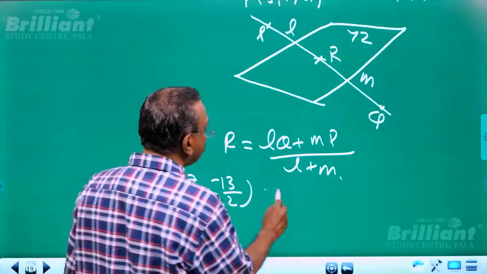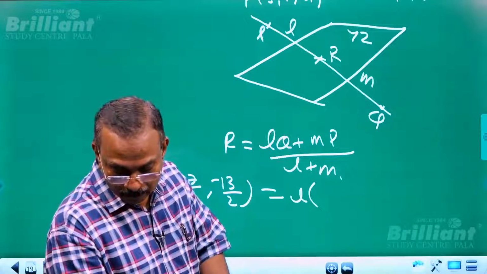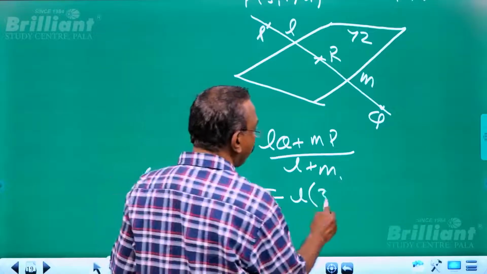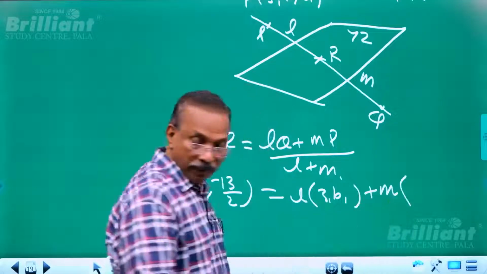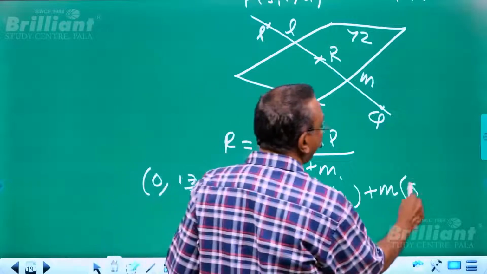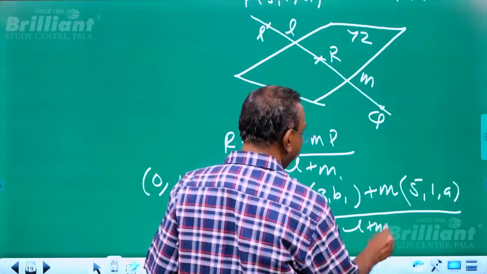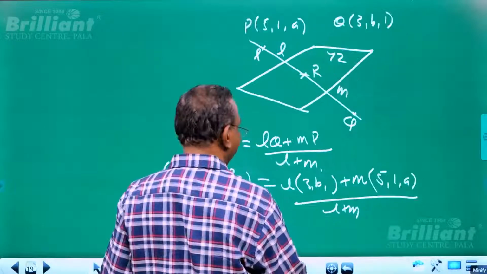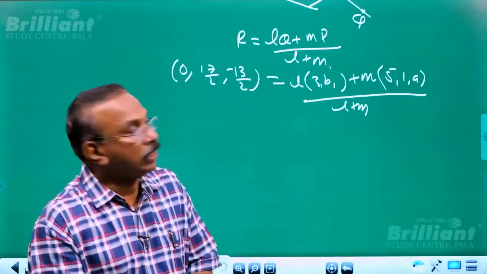But you don't know what is L. So L times Q. Q is the second point which is given as (3, B, 1). And M is the first point, that is (5, 1, A), divided by L plus M. So this is the equation. So your aim is not to find L and M, but to find what are A and B.